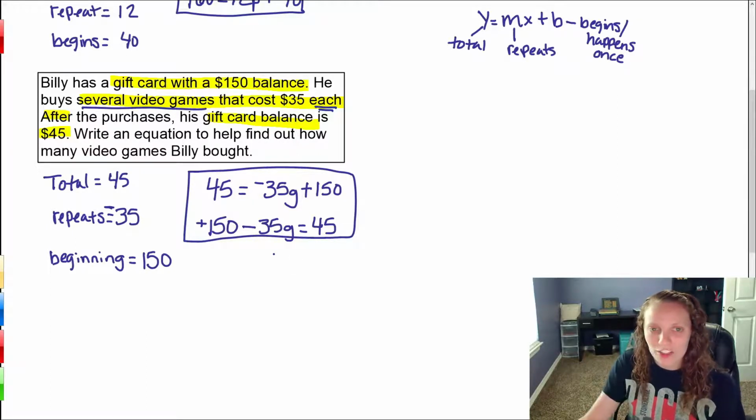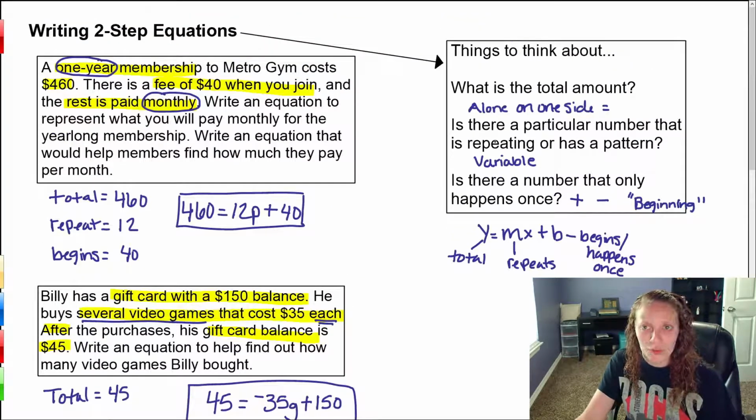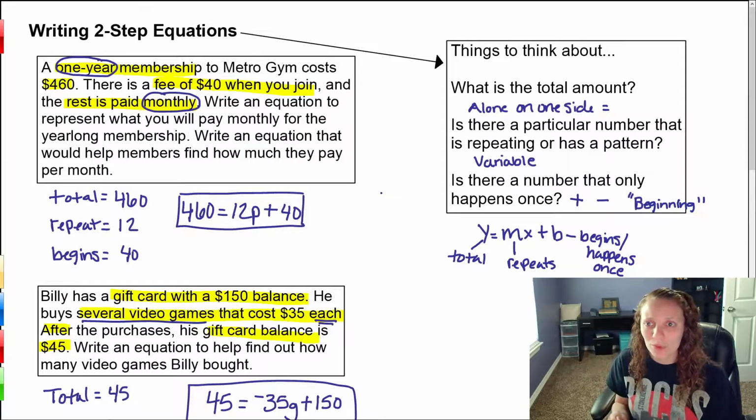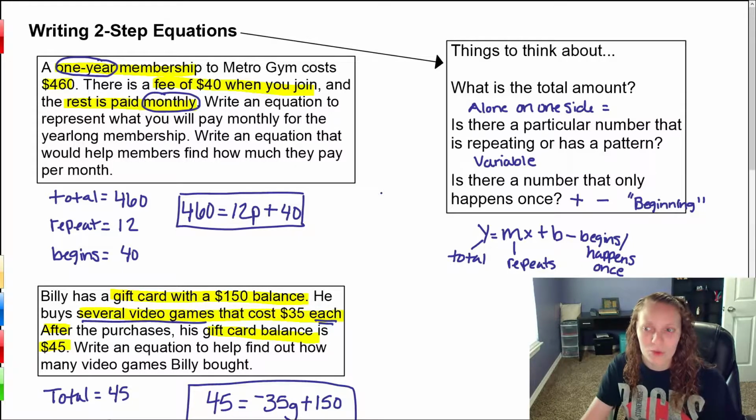So we learned how to write equations based on word problems. Remember, the three things to think about is what's the total, is there a number that's repeating or has a pattern, and that number needs a variable with it because it's unknown, and then what's the number that only happens once, or the beginning number.